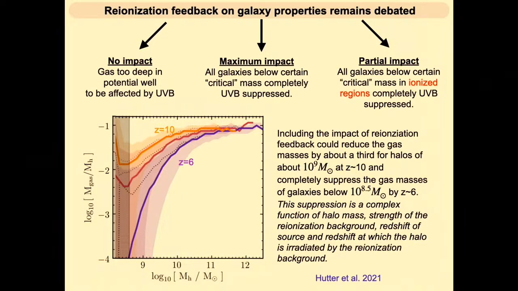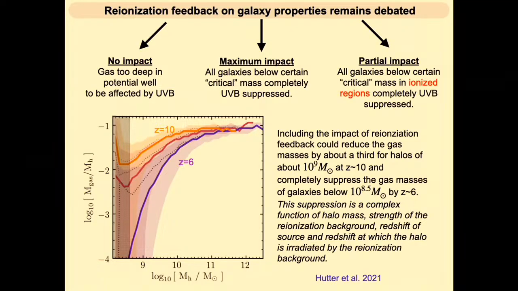So there are a lot of these sorts of arguments happening in the community, that the impact of reionization feedback really depends on when any halo is hit by the reionization background, what the strength and the temperature of the reionization background is, and where the gas is, or how cold the gas is in these halos when it's hit by this background. And so here are the three different possibilities. There is no impact of reionization feedback on galaxy formation. Gas is too deep in the potential wells, or it's already ejected, so who cares?